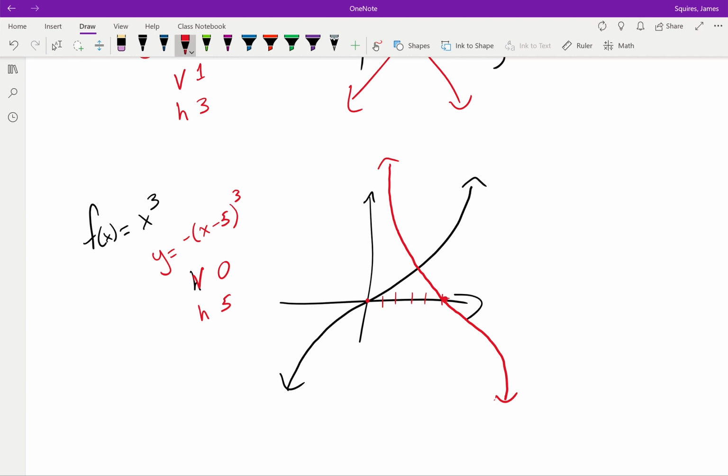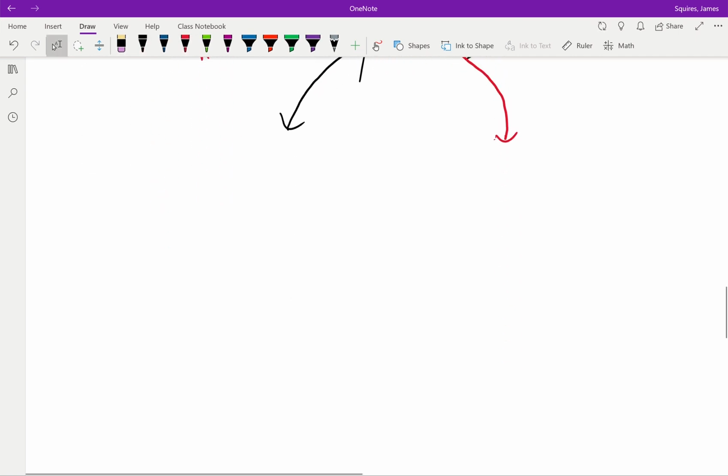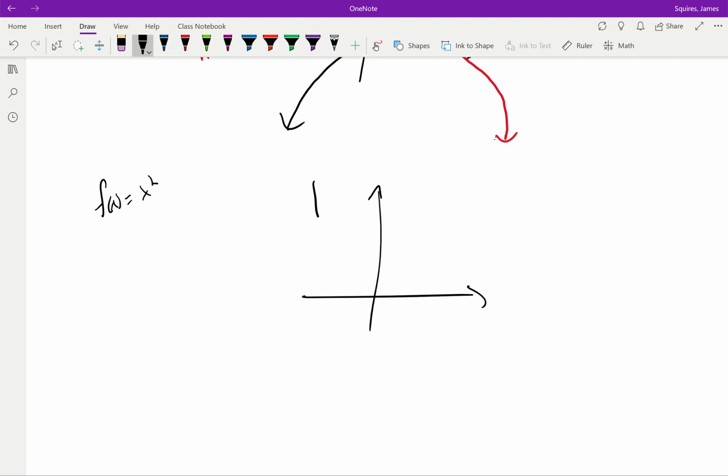Alright, let's do another example. Lots of examples today. So if we have our original elementary function f of x equals x squared, that's our elementary function. And say we wanted to graph the function y equals 5 times x plus 3, squared, plus 4. Once again, we're going to have a vertical shift of 4 units. We're going to have a horizontal shift to the left 3 units. And it's going to grow 5 times as fast.